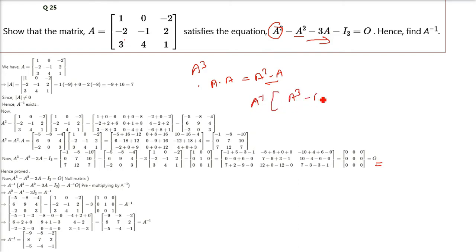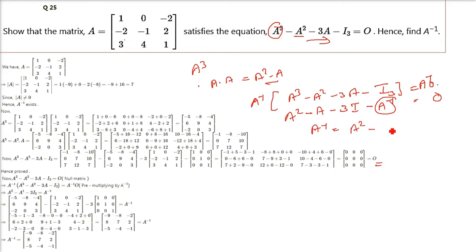Multiply this equation with A inverse. So you already have this idea now. Once you multiply this by A inverse, this I3 term has to be taken to the other side, and that will essentially give you A inverse. So A square minus A minus 3I minus A inverse equals 0. So A inverse you can take to the other side. You just have to perform A square minus A minus 3I.